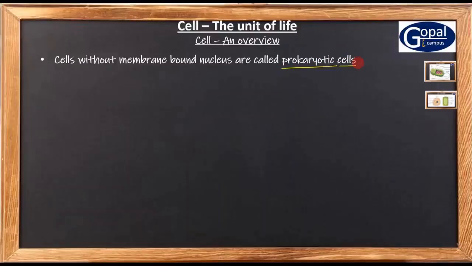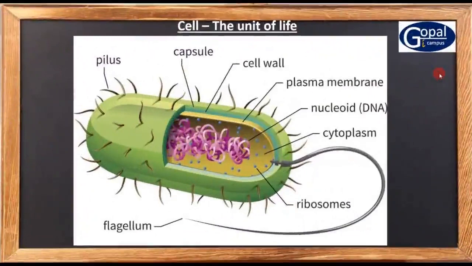So here, the examples for prokaryotic cells are bacteria and mycoplasmas. So these cells come under the prokaryotic cells. They do not possess the nucleus, right? So here the genetic material is naked. In these cells, the genetic material is naked.